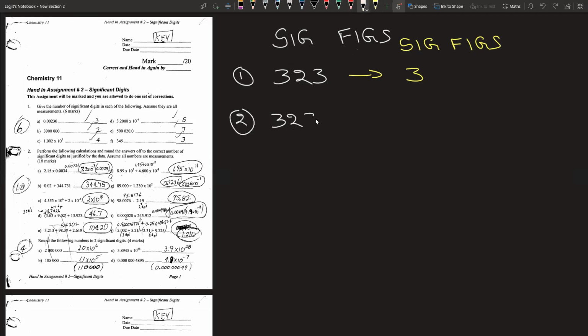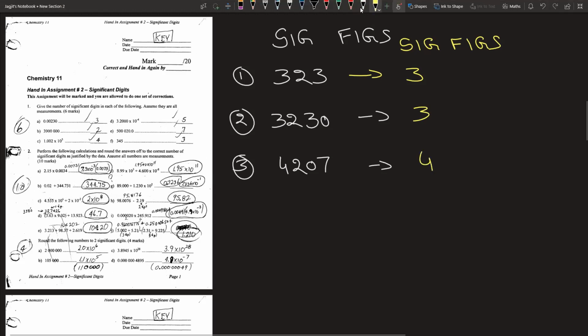What if I give you 3230? Because there's no decimal, the 0 at the end does not really count in sig figs. So your sig figs are just 1, 2, 3. You only count the non-zero numbers as long as there's no decimal. So it should be 3 as well. Are you guys good so far? Okay, what if I give you 4207? Now this 0 is between 2 non-zero numbers, so it's going to count. So in this case, it will be 1, 2, 3, 4. Your sig figs are going to be 4. Are you guys understanding this so far?